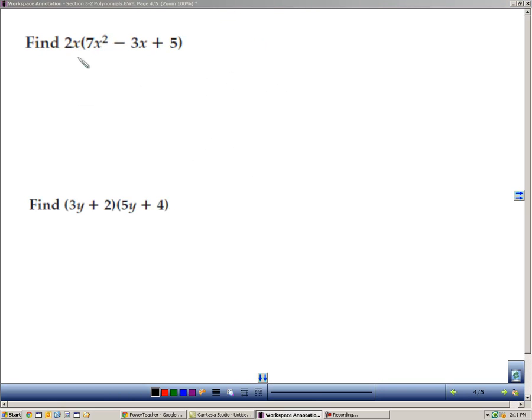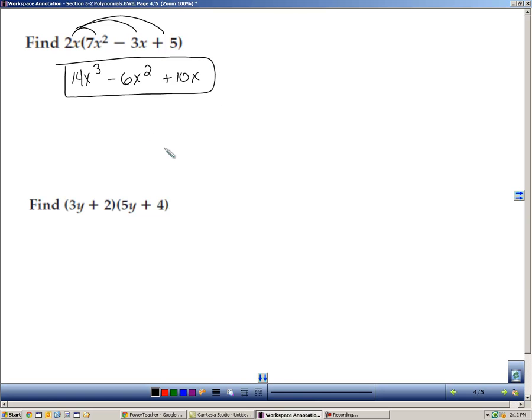These examples illustrate multiplication of monomials and polynomials. So if you have something on the outside, you'll distribute it. So this will be 2x times 7x squared is 14x cubed. 2x times negative 3x, negative 6x squared, and then 2x times 5 is plus 10x. There are no like terms, so we're done.